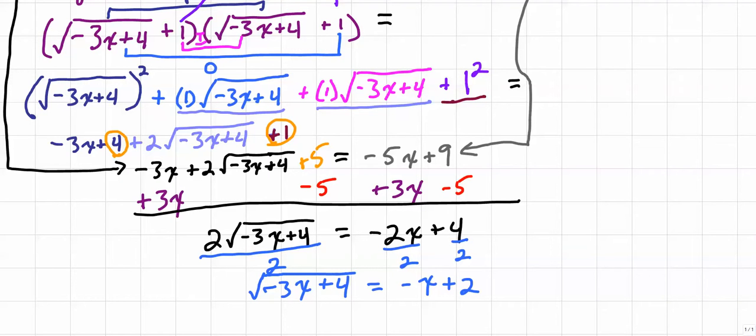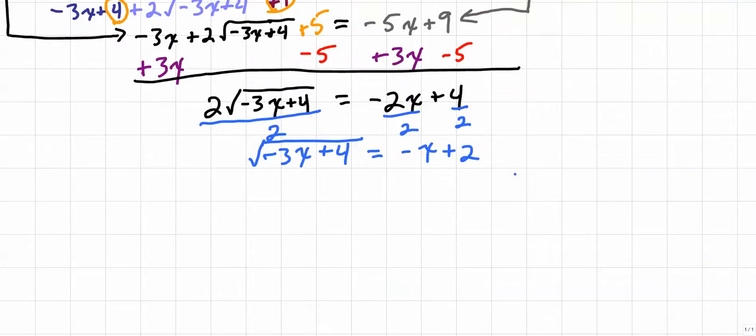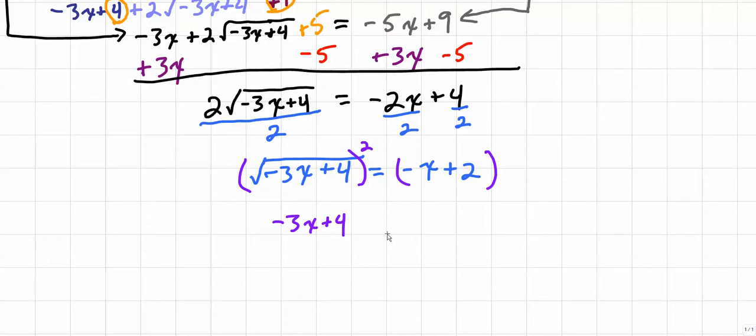Now, in order to solve this, I need to go ahead and square both sides once again. If I square both sides, I should be where I need to be. So this gives me a negative 3x plus 4 on the left-hand side. So that means on the right-hand side, where I have also squared this, I'm going to use the fact that a plus b quantity squared is equal to a squared plus 2ab plus b squared.